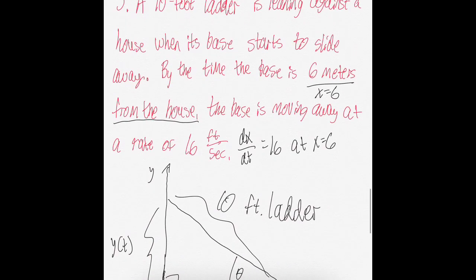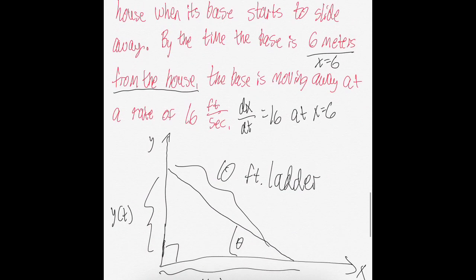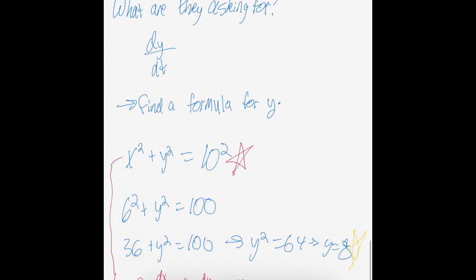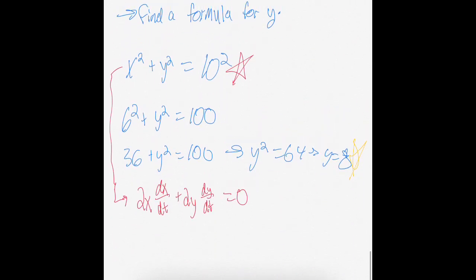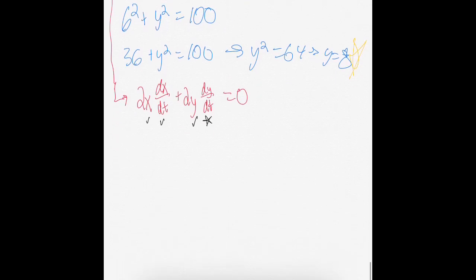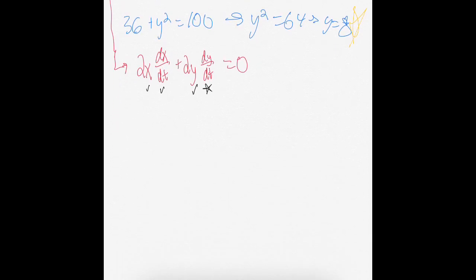Now notice, this is great news. This is a place where we can check ourselves and ask, are we on the right track? Well, I have a value for x, I'm at x equals 6. I also have a value for dx/dt. I now have a value for y. And dy/dt is the thing that we're looking for. So this is great news, because that means that we have all the information which we need. So let's go ahead and solve this now.